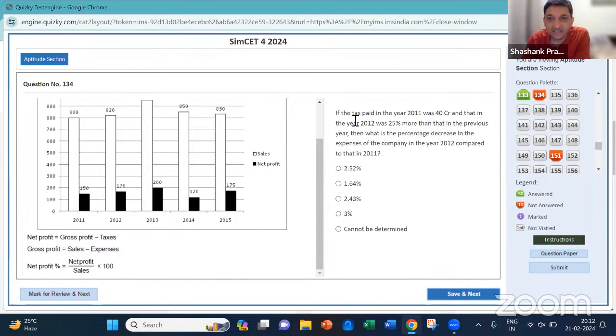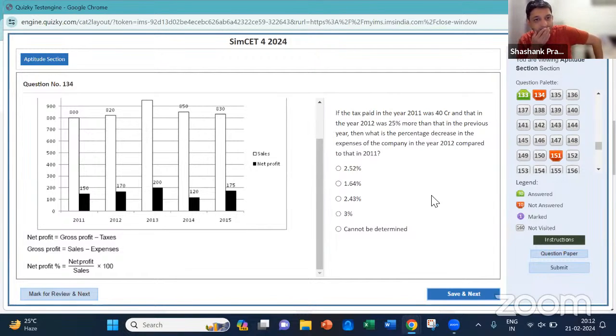This looks friendly. Tax paid in 2011. This one will be 150. Tax was something else, okay, was 40 crores. And that in the year 2012 was 25% more than that in the previous year. Then what is the percentage decrease in the expenses of the company?